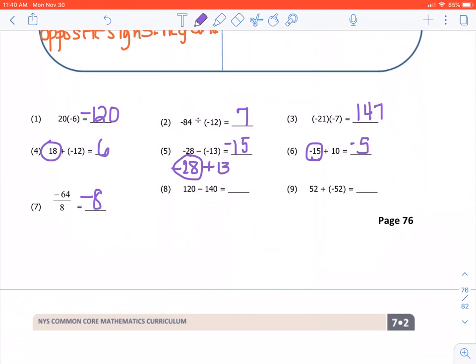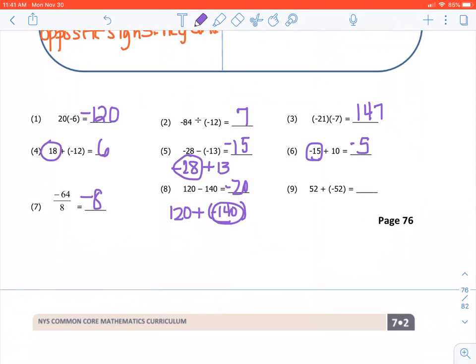Number 8, 120 minus 140. Now we're subtracting again, so we're going to leave 120. Change subtraction to addition. 140 becomes negative 140. So now they have opposite signs, so I'm going to subtract that. I get 20. 140 is bigger, 140 is negative.